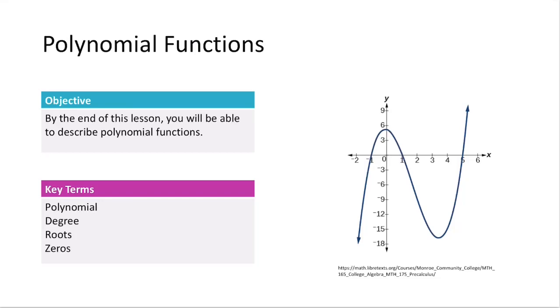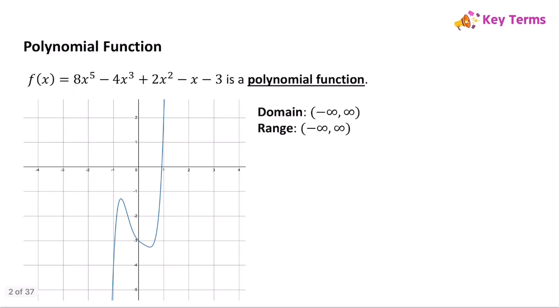In this video, we're going to talk about how to describe polynomial functions. So what is a polynomial function? It's basically a function that has a polynomial in it, like f of x in this example shown here. If you graph a polynomial function, you'll notice that the domain includes all real numbers for x, and the range includes all real numbers for y.